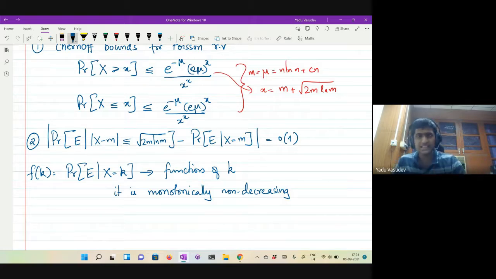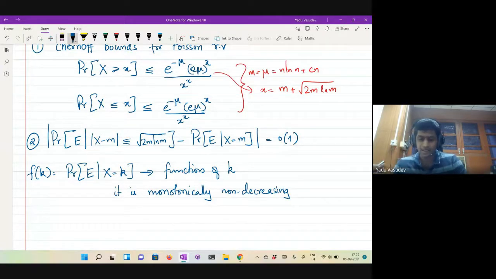The reason is that if you throw more and more balls, then the probability that every bin is filled cannot decrease, right? If you throw one ball, then the probability that all the bins are non-empty is probably 0. But as you throw more and more balls, the probability that every bin is non-empty cannot decrease, right?